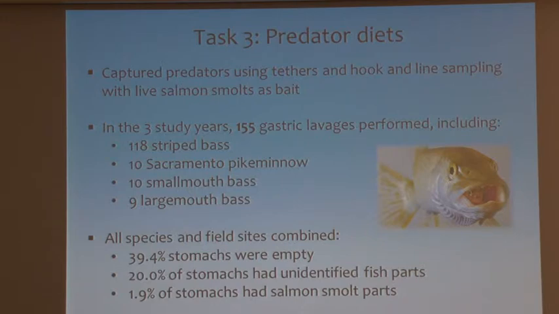So overall, they caught a large number, or a fair number of fish anyway, striped bass being the most abundant thing here, but also some pike minnow and centrarchids. And I think kind of a typical thing, there's always a proportion that have empty stomachs, and then something with unidentified things. And we actually did detect some fish that had salmon in their bellies.